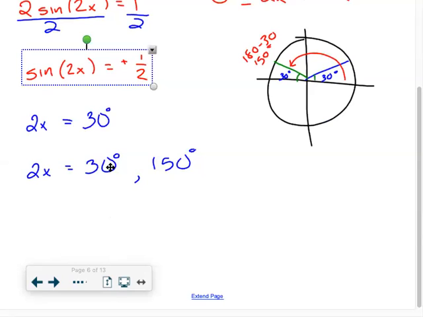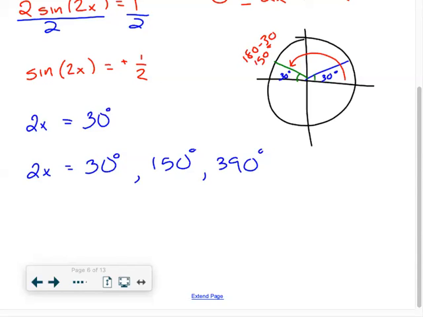So I'm going to start with 30 degrees and I'm going to add 360 degrees to that. So that's going to give me 390 degrees next. So that's 390 degrees. I'm going to add another 360 degrees to 390 degrees. And that's going to push me outside of the interval of 720 degrees.